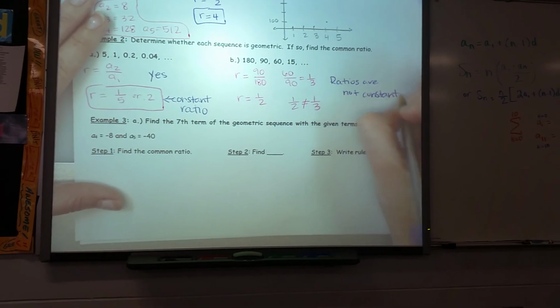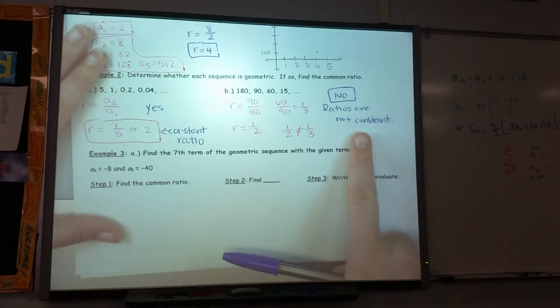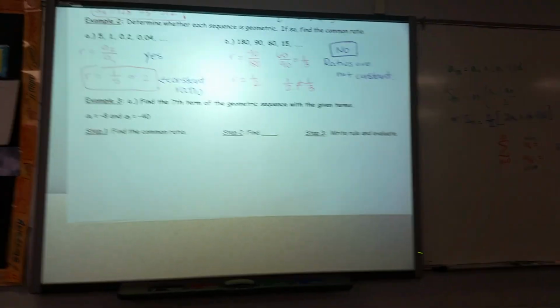And you could also find that by multiplying. So for this, it's going to go. Okay, and then this is why, because your ratios are not constant.